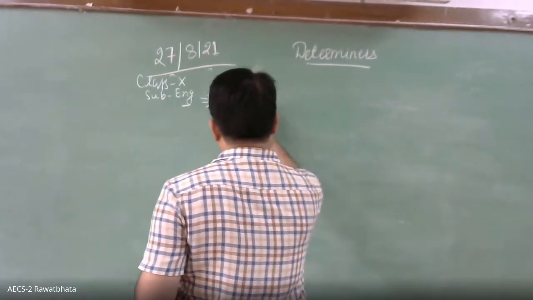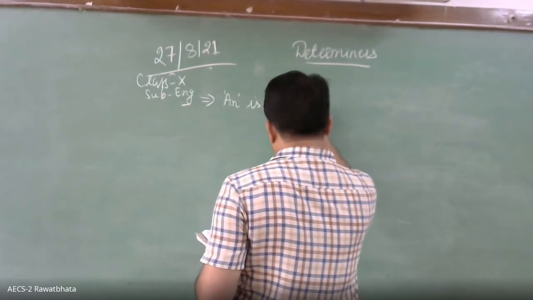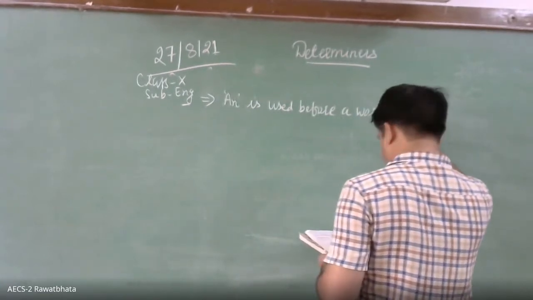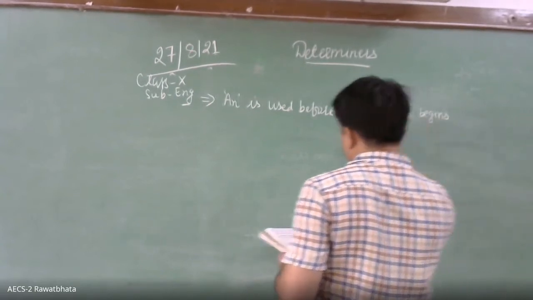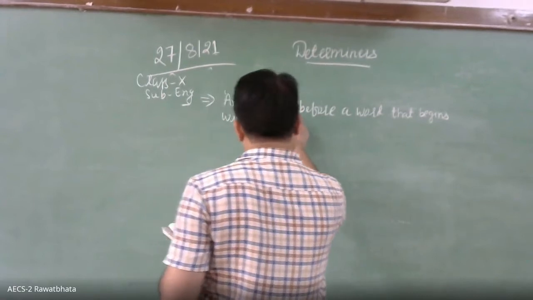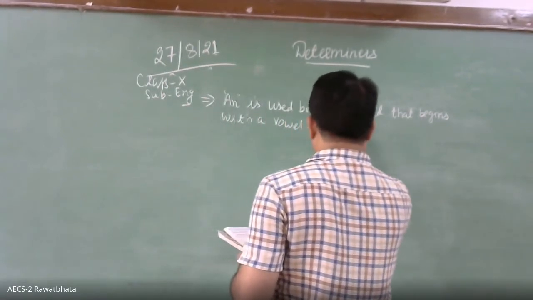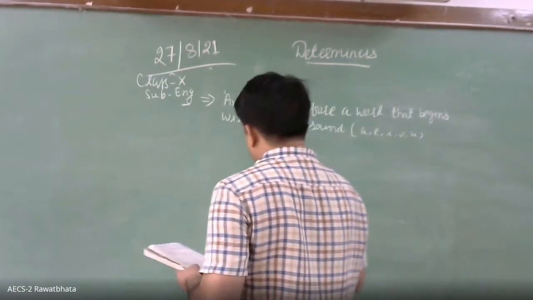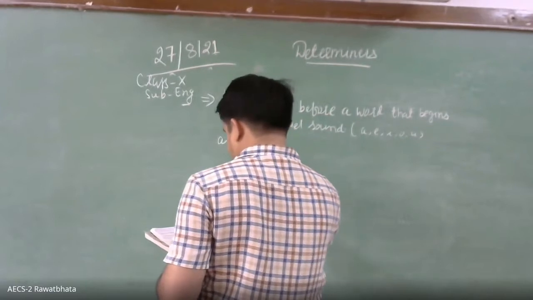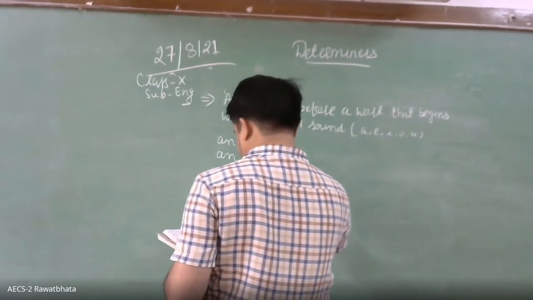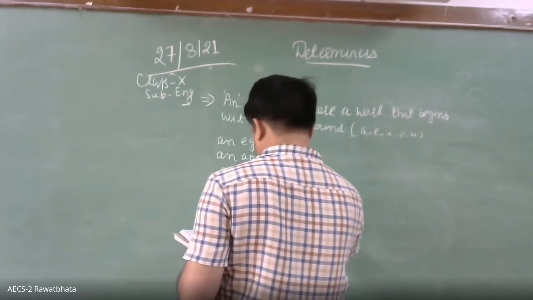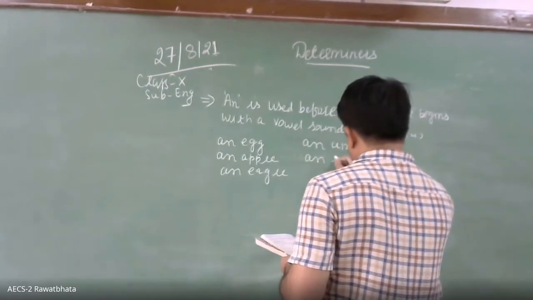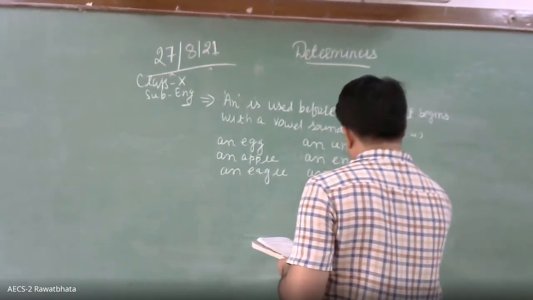An is used before a word that begins with a vowel sound, that is A, E, I, O, U. For example, an egg, an apple, an eagle, an umbrella, an enemy, an orange.